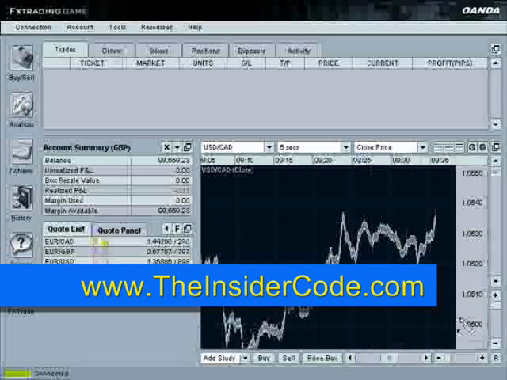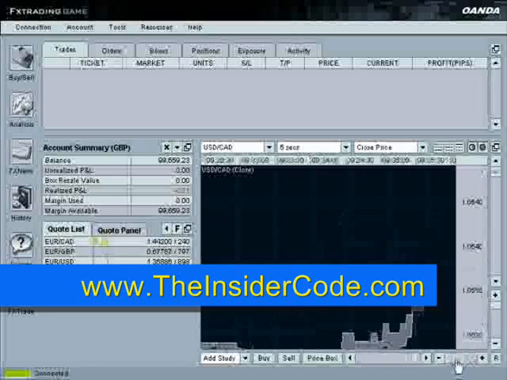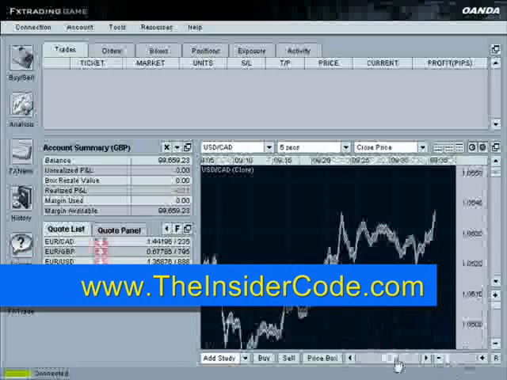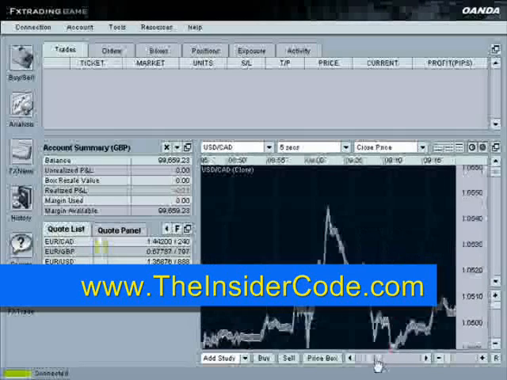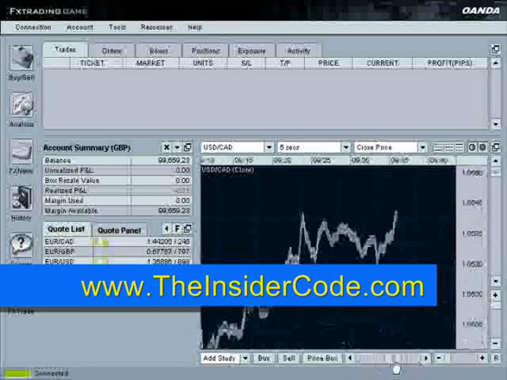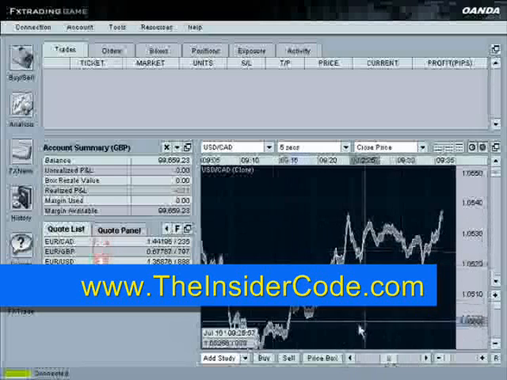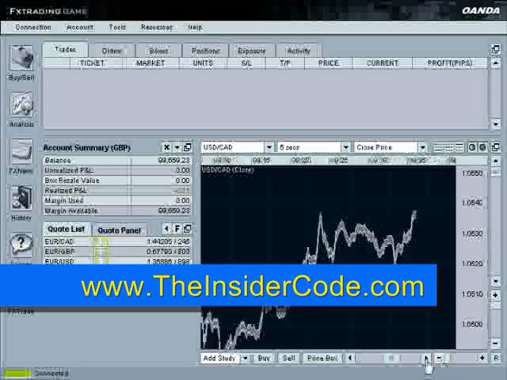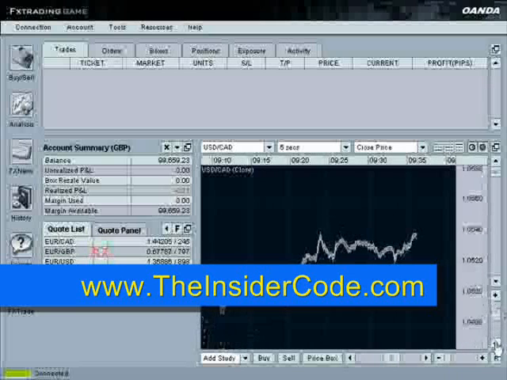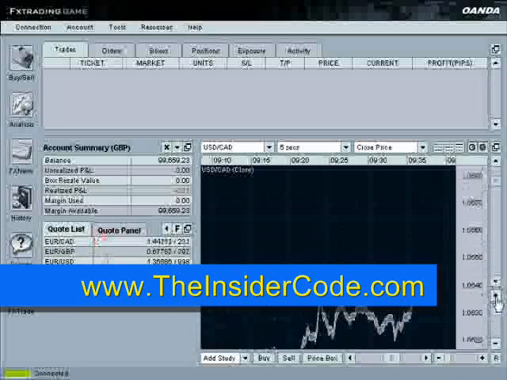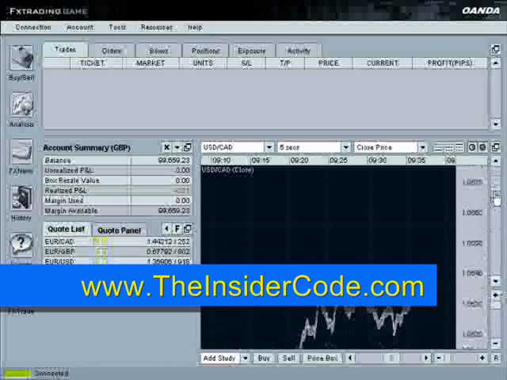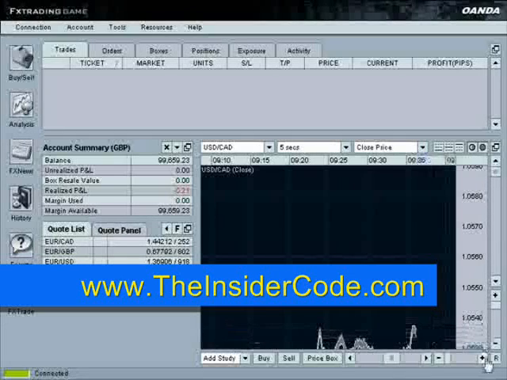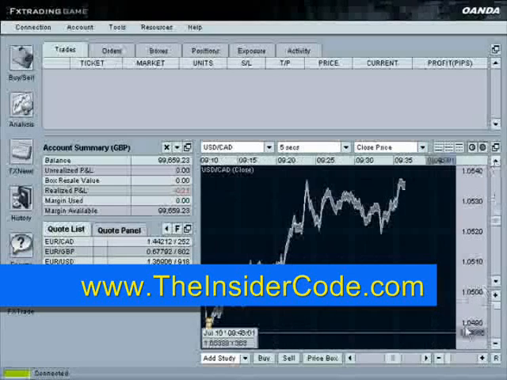Okay. Then you've got the plus and minus sign over here. This goes horizontally. See how you're zooming way in, and then you can zoom way out. And then this scroll bar moves the chart left and right. Okay, so that's the basic functions of controlling the chart. Zooming in, scrolling. Okay. Once you play around with it a little bit, I think you'll see that it's fairly easy to get a handle on. Okay, so that's the chart.